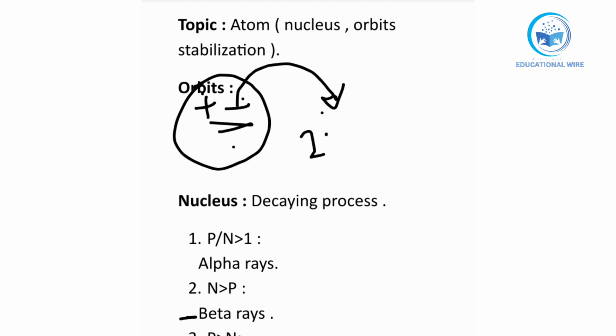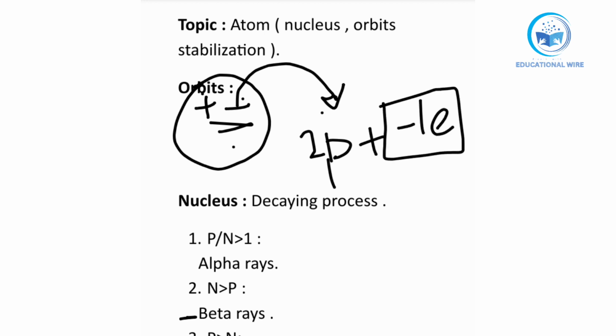Likewise, one proton will remain, plus, and we have also taken out a minus one electron, so this is called the negative electron. When it emits out, it decays, so it produces a beta ray.